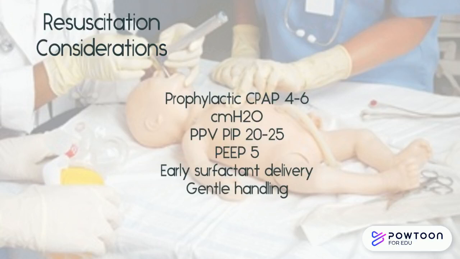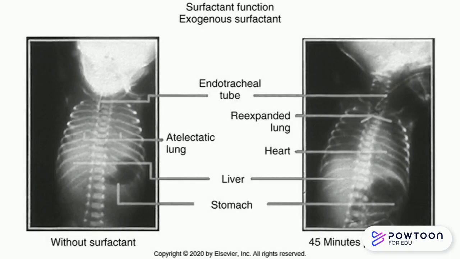Evidence shows that prophylactic CPAP of 4 to 6 centimeters of water pressure is also helpful. If giving positive pressure ventilation, aim for a PIP of 20 to 25 and a PEEP of 5. Early surfactant delivery may also be needed, as well as gentle handling. This is an example of an X-ray before and after surfactant delivery. Note the improved aeration of the lungs on the right.